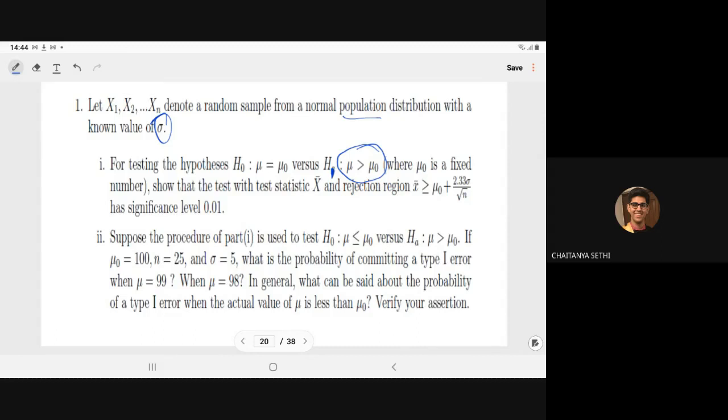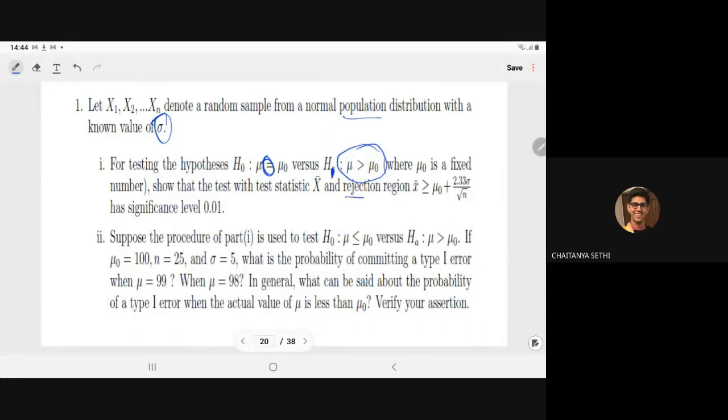So always we take the existing one as H naught. Whatever we want to discard, we always take as H naught. H naught means the null hypothesis which we want to discard, where mu naught is a fixed number. One more important thing: only in H naught can you write the is equal to. Never in the alternative hypothesis can we include the is equal to. So test with the statistic x bar and a rejection region.